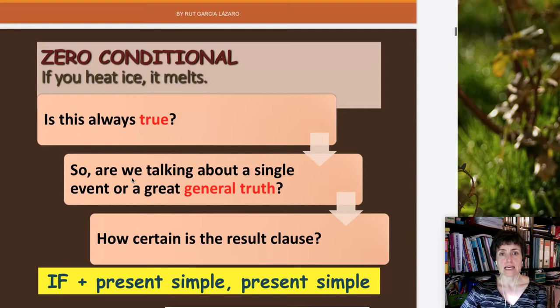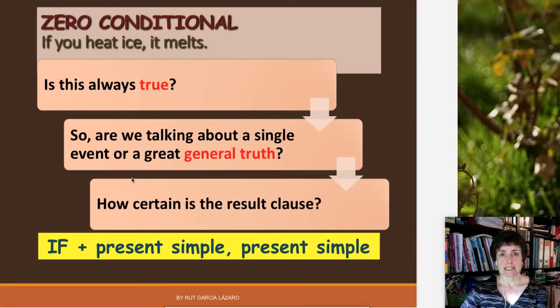Good. So we said that zero conditional is the one about truths, about general facts, the one dealing with science, and its form is present, present. If you heat ice, it melts. If you do this, something happens. For sure, right? Always like that.